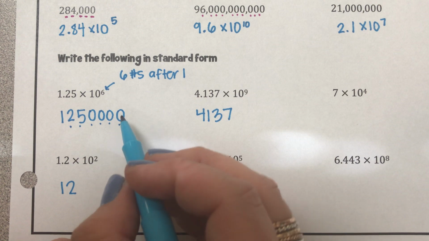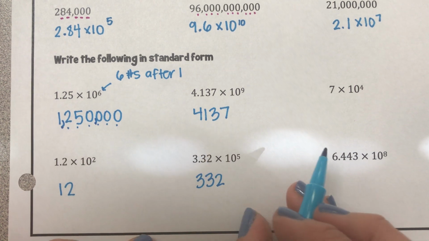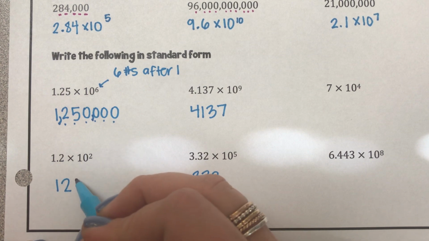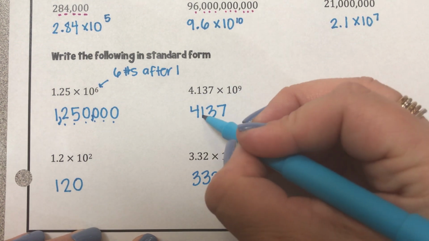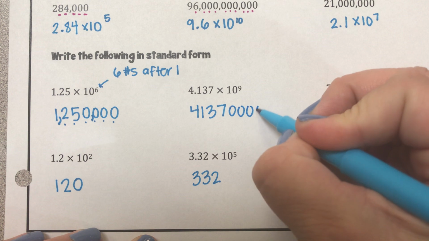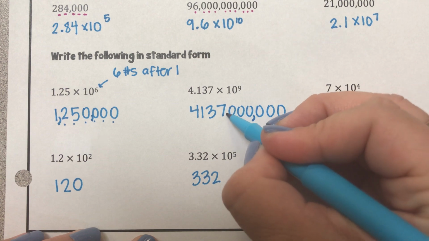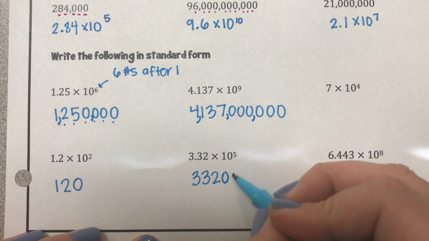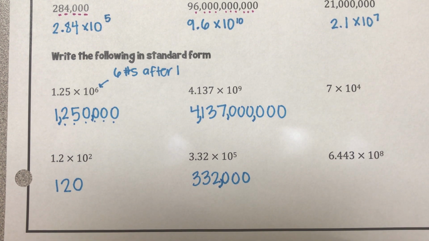And we are going to use commas, and you start at the end and you go 1, 2, 3, comma, 1, 2, 3, comma. Okay, so here I should have 2 numbers after 1. So 1, 2. Right? I should have 9 numbers after 4. 1, 2, 3, 4, 5, 6, 7, 8, 9. And I'm going to place my commas. Here I should have 5 numbers after the 3. 1, 2, 3, 4, 5. 1, 2, 3, comma. So why don't you guys pause your video and do these last 2.